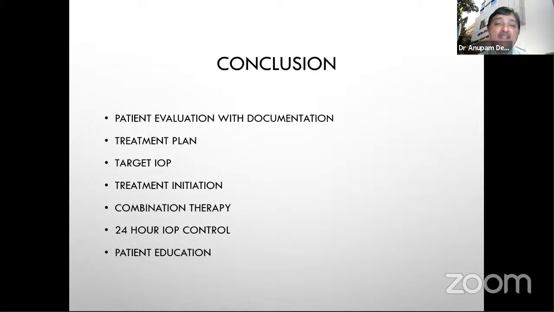So in conclusion, we have all these seven points which are important: patient evaluation with proper documentation, a proper treatment plan in place before you start treatment, set a target IOP, and do a good treatment initiation with the medications that we have discussed before. Prostaglandins probably are the drug of choice, the first line therapy. Combination therapy, of course, would be important if the patient is on multiple medications. The concept of 24-hour IOP control is very important. Don't just think about lowering the IOP, but having good 24-hour IOP control is very important. And last but not the least, patient education.